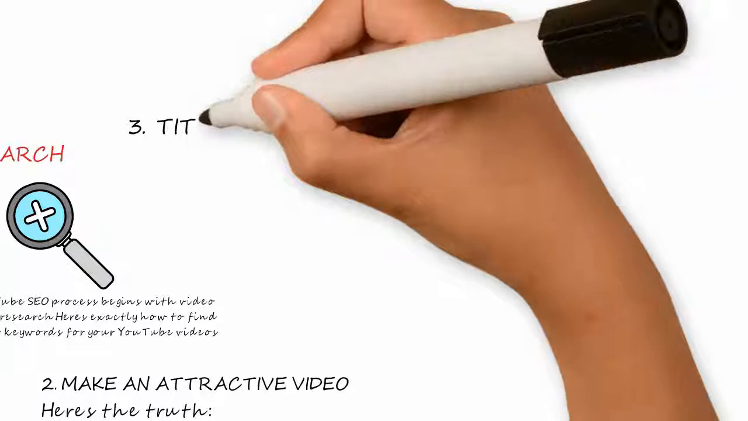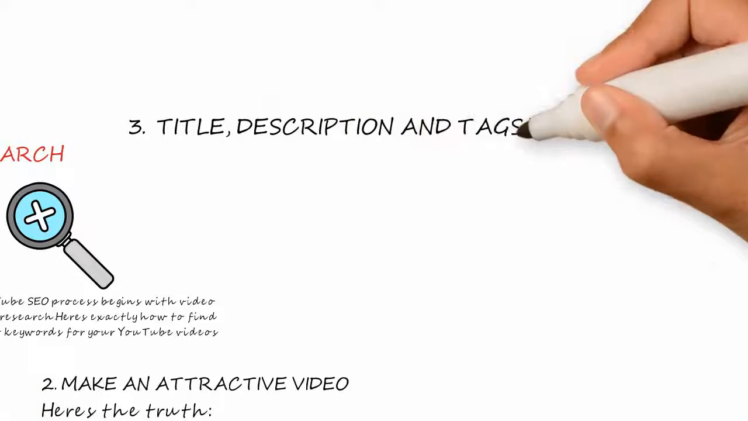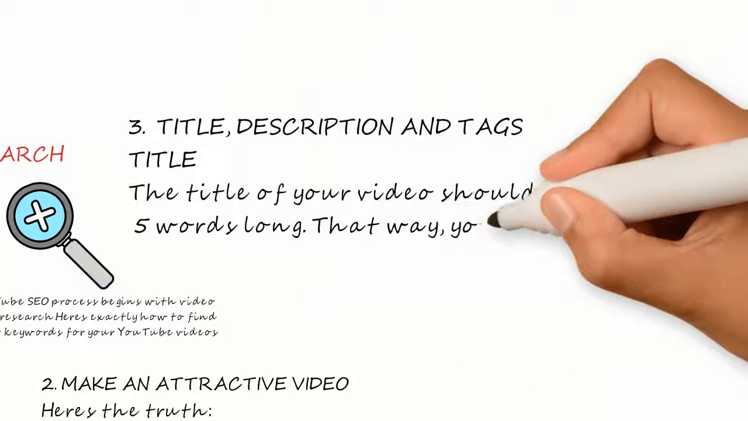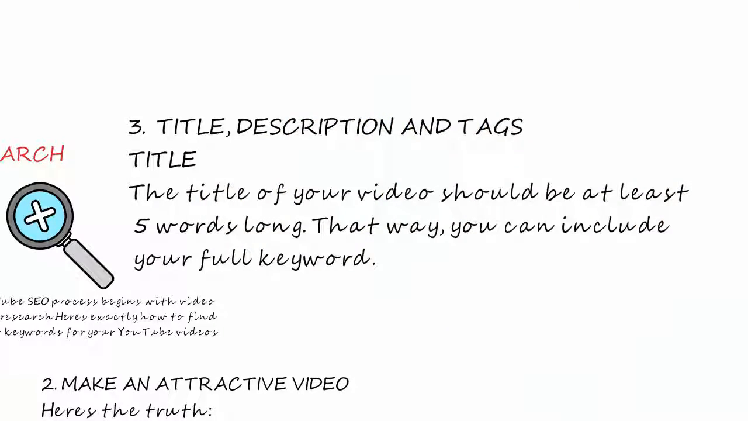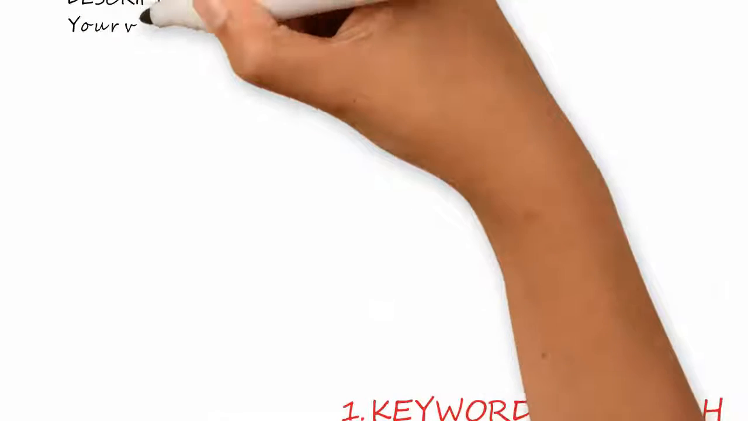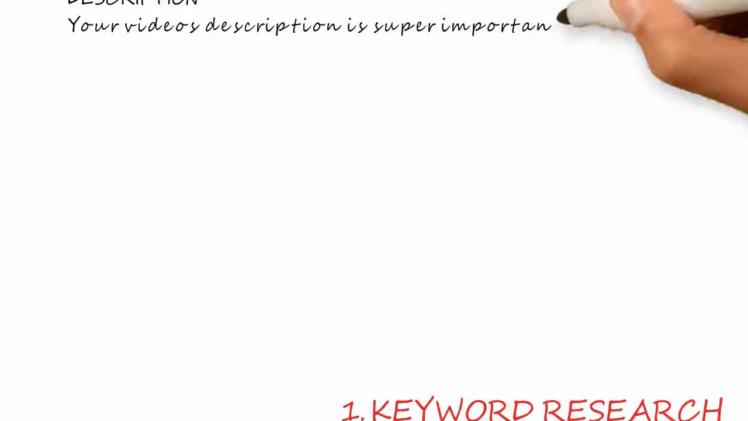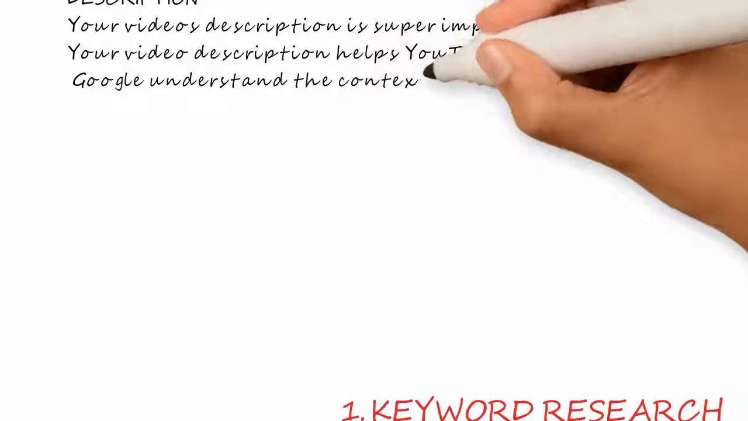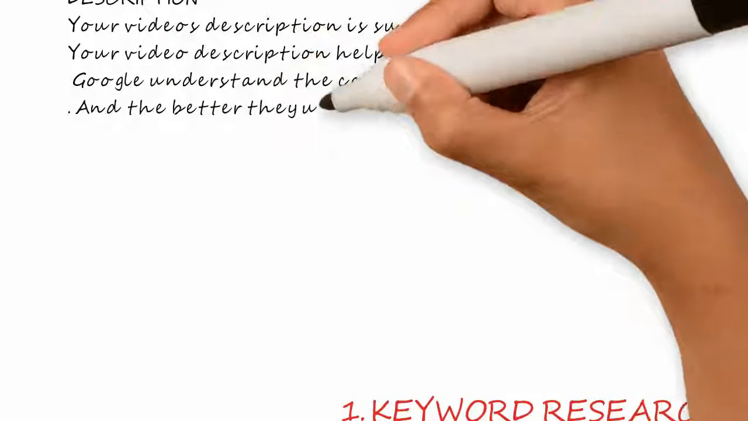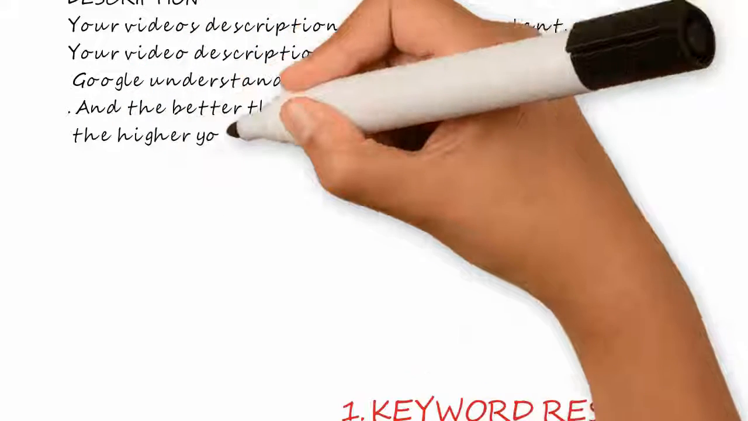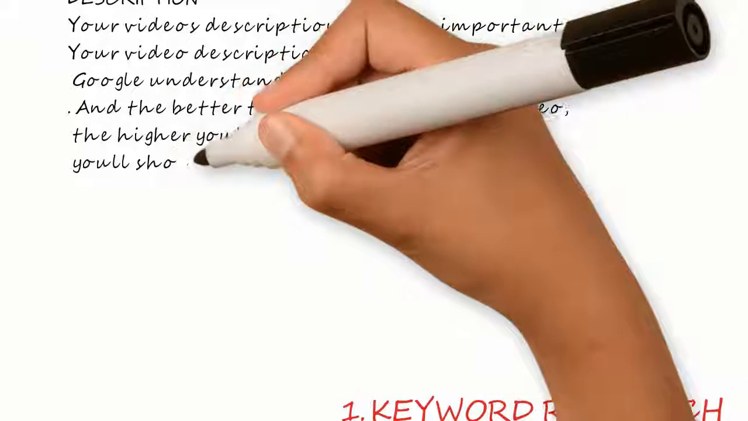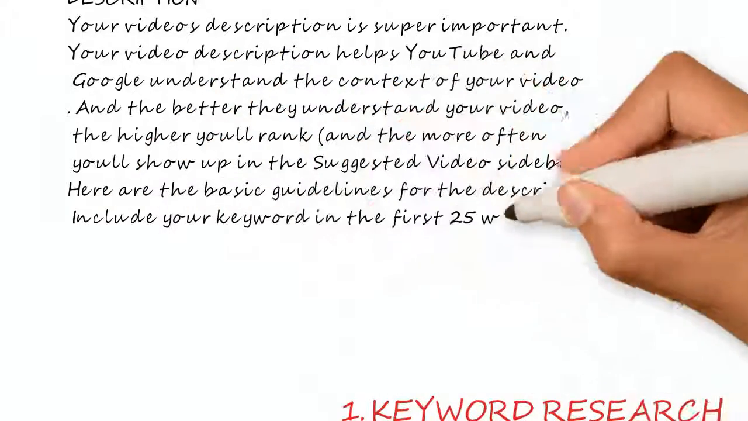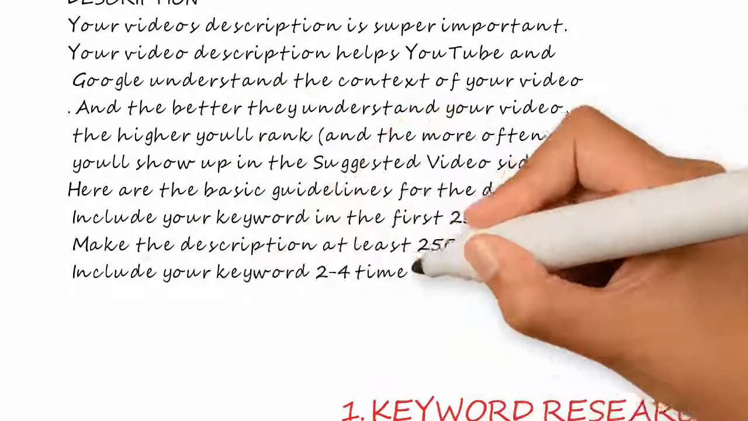Description. Your video's description is super important. Your video description helps YouTube and Google understand the context of your video. And the better they understand your video, the higher you'll rank, and the more often you'll show up in the suggested video sidebar. Here are the basic guidelines for the description. Include your keyword in the first 25 words. Make the description at least 250 words. Include your keyword 2-4 times. This SEO-optimized description helps tell Google and YouTube what your video is about without being spam.